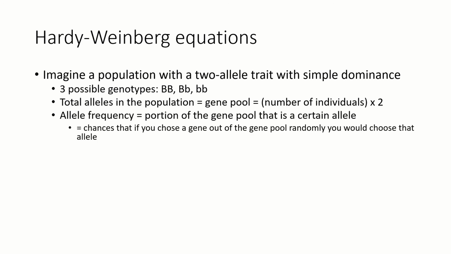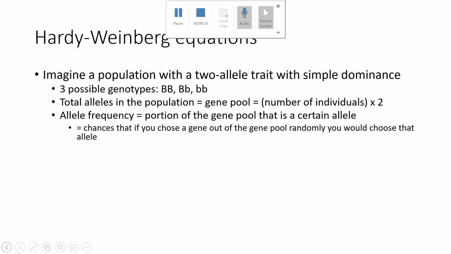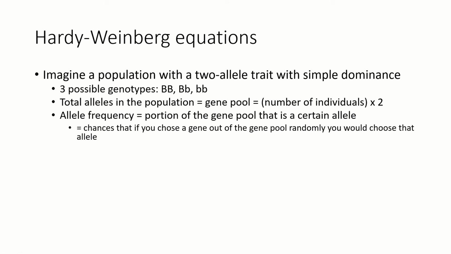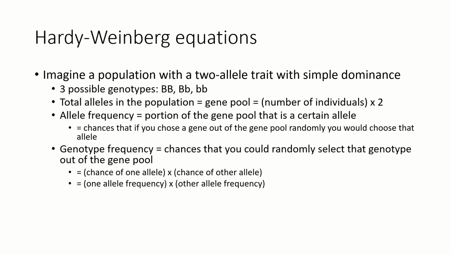The allele frequency is the portion of the gene pool that is that certain allele. Imagine this is the chance that if you randomly picked an allele out of the gene pool, you would pick that allele. Okay? So if the gene pool is 50 big A, 50 little a, the chance that you would pick a big A is 50%. All right, so the genotype frequency is the chance that you would randomly select the genotype, meaning 2 alleles. So it's the chance of one allele times the chance of the other allele. And the way you get there is just to multiply the allele frequencies of the 2 alleles.